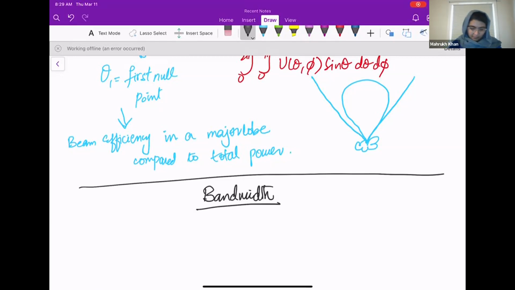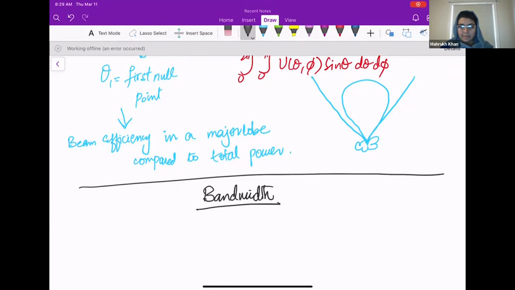Okay, so bandwidth. What comes to your mind when you think about bandwidth? Like the range of frequencies that are available for transmission.